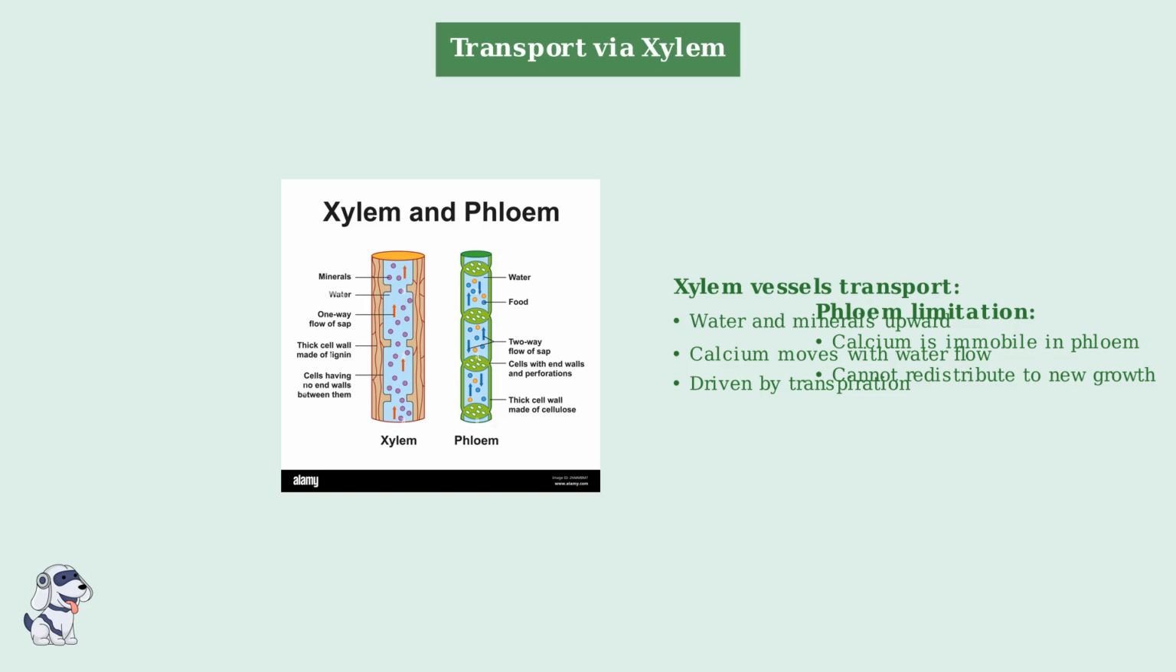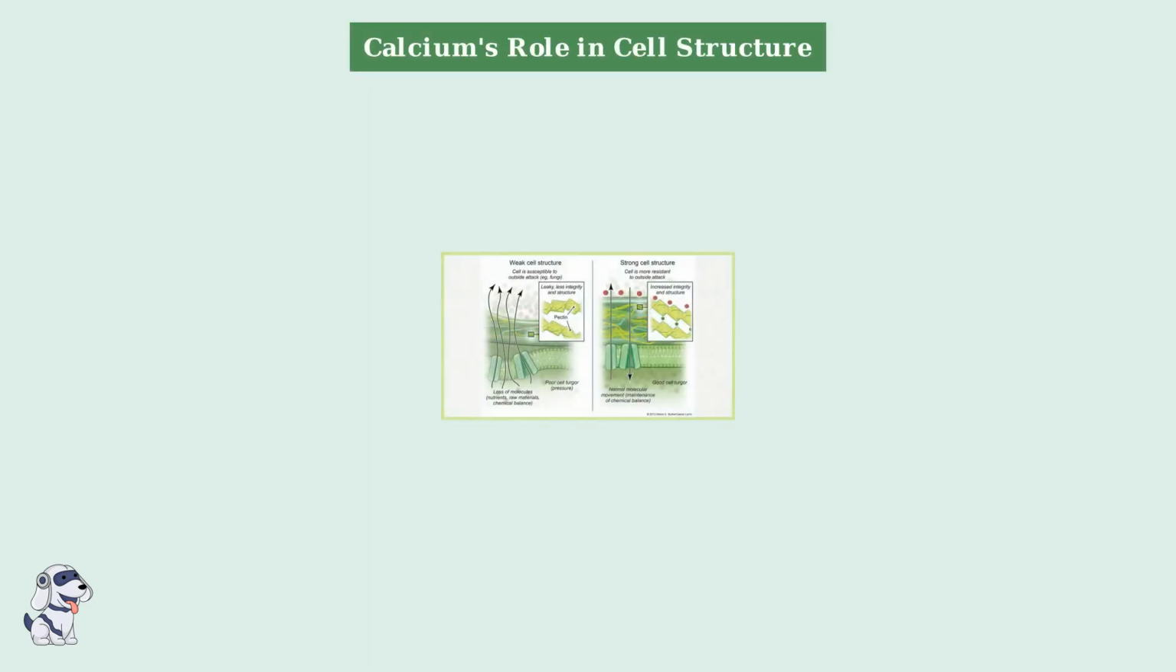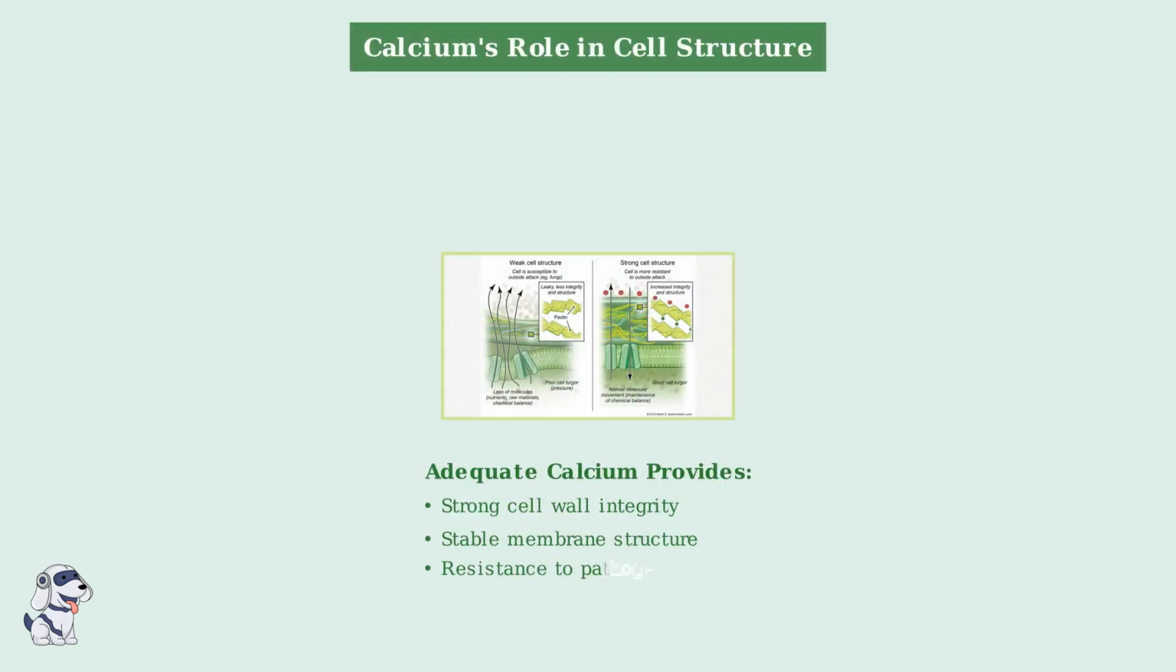However, calcium has a critical limitation. It cannot move through the phloem, making it immobile once it reaches its destination. Calcium is fundamental for maintaining cell structure and integrity. As shown in this comparison, cells with adequate calcium have strong walls and stable membranes, while calcium-deficient cells become leaky and vulnerable to damage and pathogen attacks.